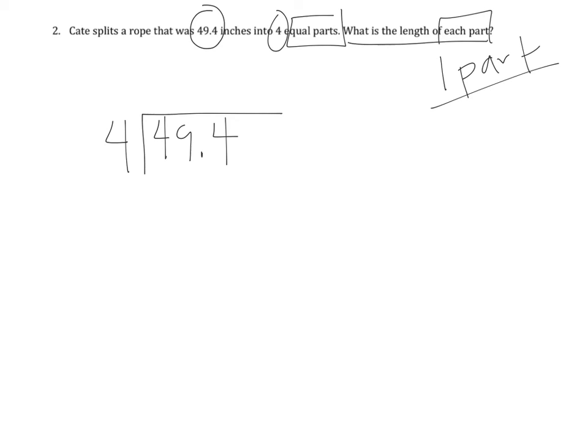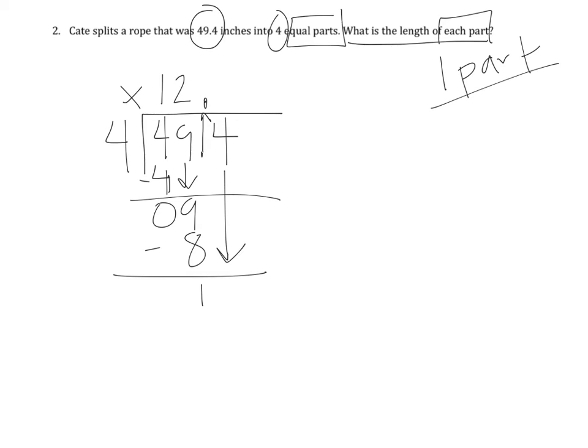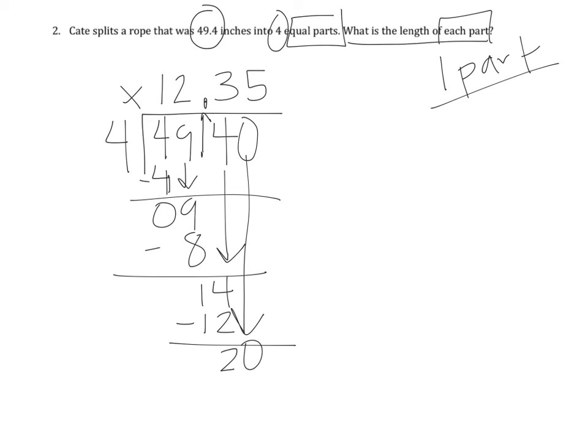Oh, before I get started, I forgot to bring my decimals straight up. So 4 goes into 4 one time. 1 times 4 is 4. Subtract and get 0. Bring down your 9. 4 goes into 9 2 times. 2 times 4 is 8. Subtract and get 1. We'll go ahead and bring down the 4. 4 goes into 14 3 times. 3 times 4 is 12. Subtract and get 2. Add a 0 and bring that 0 down. 4 goes into 20 5 times. 5 times 4 is 20. We subtract and get 0.